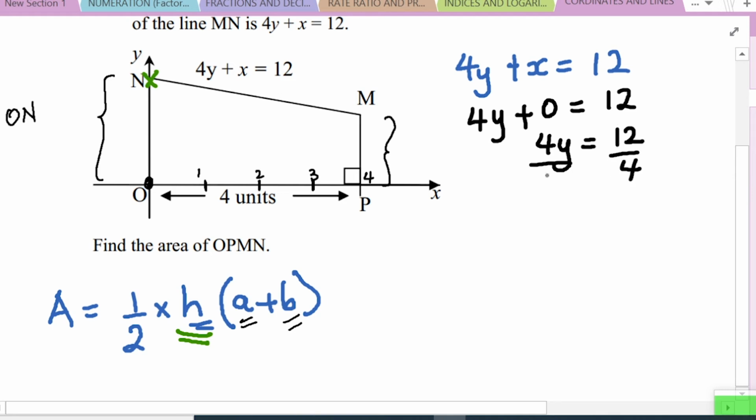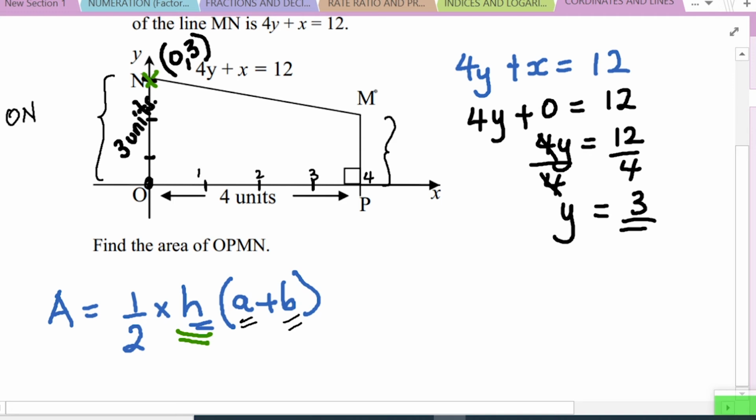Divide both sides by 4. When we cancel those out, we will end up with the value of y as 3. You get? So that's 3. It means that at that point, the value of x is 0, the value of y we've got is 3. So if the value of y is 3, it means that this OP is 3 units, because these values of y are counting from here. 1, 2, 3. You get what I mean?